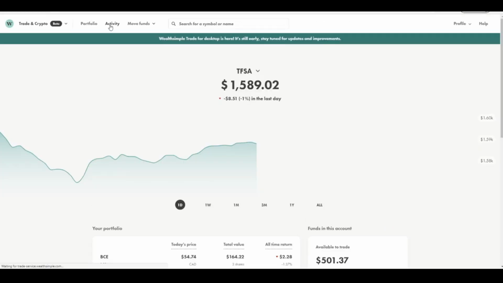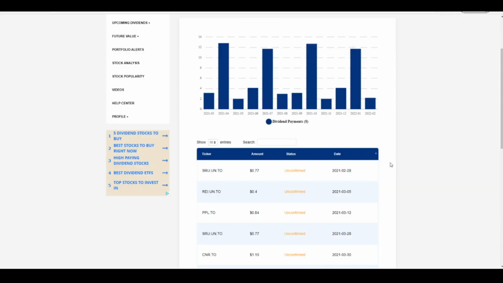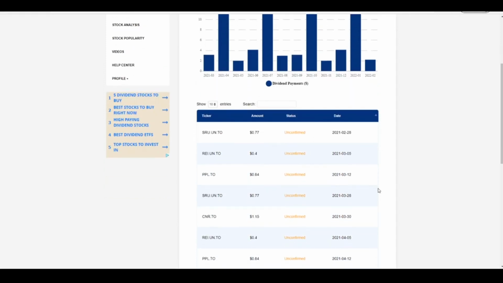Now let's see how much dividend I have earned so far. RioCan is the only one that has provided a dividend, and it is because they provide a monthly dividend. As you know, I started my portfolio at the end of January, so I may have missed out on some of the quarterly dividend stocks here. Now, if I check the dividend tracker, this is a very good website. I made a video on this website as well. I'll share the link of that video at the end of this video.